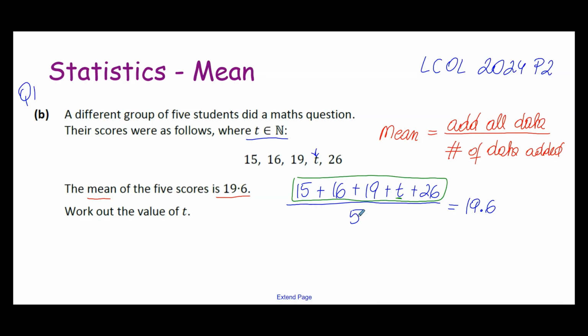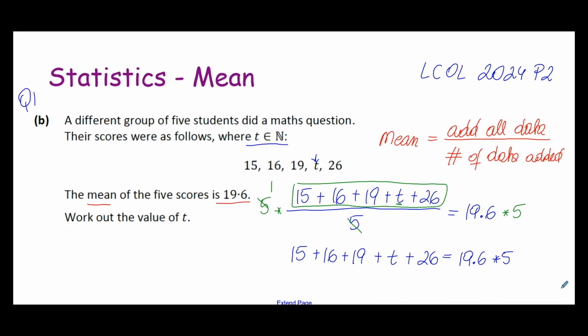So this is the top of the fraction. First we are eliminating the bottom of the fraction. How do we do that? Always the same. We multiply. Why? Because 5 divided by 5 is 1, and 1 multiplied by the top of the fraction will be the top of the fraction. But if we multiply one side of the equation, we have to multiply the other side of the equation. Therefore, on this side of the equation, we now have all our numbers and T, and on the other side, we have 19.6 multiplied by 5.